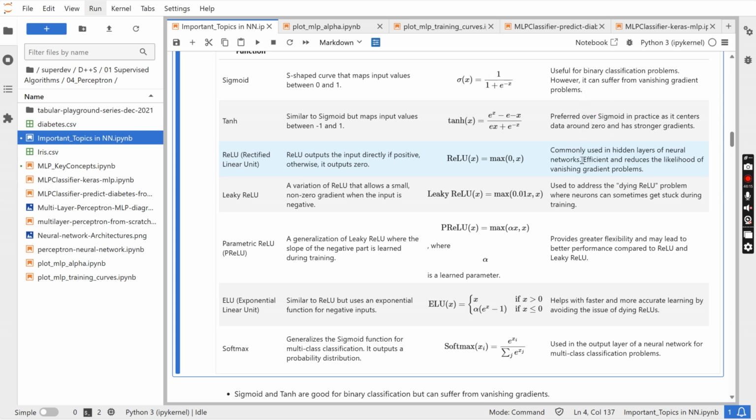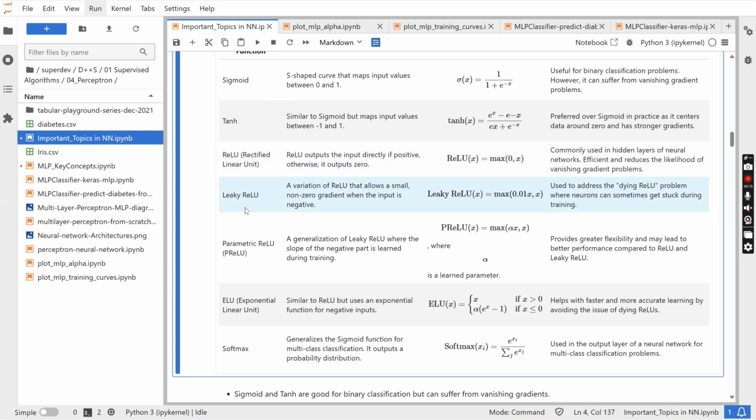And why? Because it solves that vanishing gradient problem. I will explain how this problem comes in and what exactly happens. We will see that, then you will understand what we are talking about. So it efficiently reduces that problem. That's why we use rectified linear unit.